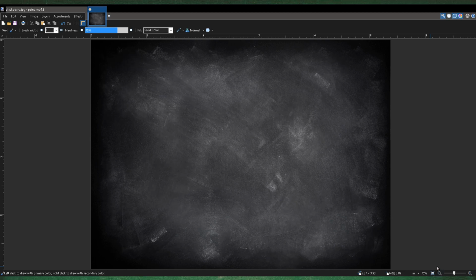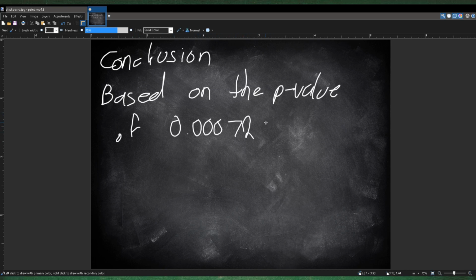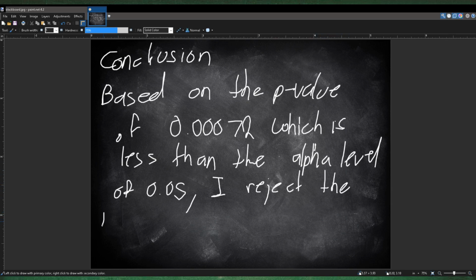Okay. So now you can write your conclusion. Conclusion: based on the p-value of 0.00072, which is less than the alpha level of 0.05, I reject the null hypothesis.